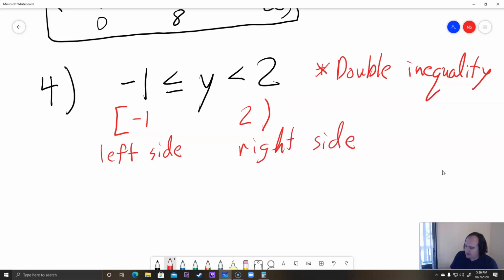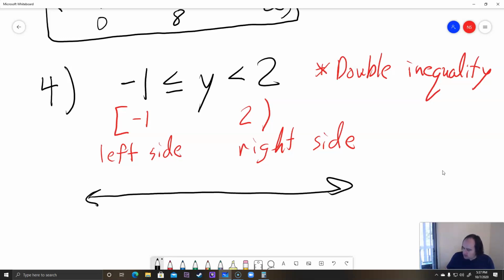So literally the way it's written from left to right, because the variable is between those numbers, a double inequality is actually not going to ever go to infinity. It's just going to have the variable sandwiched between these two numbers. Okay, so when we do the graph, what we can do is we can put a bracket at -1. Here's 0, 1, 2. And we're also going to have a parentheses at 2. That's going to be the right side.